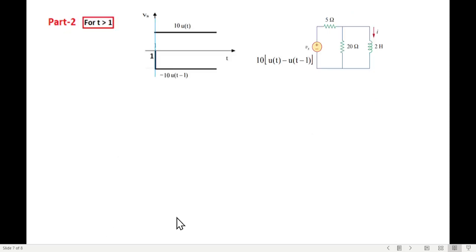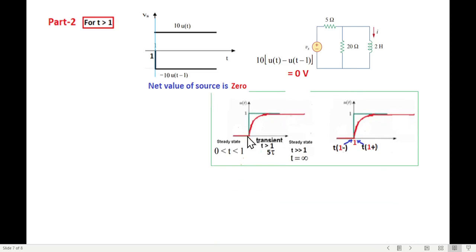Now let's move to the second part. Now this was the second part, and virtually you can see this 10 positive, 10 negative means net is 0 volt. So this is 0 volt here. And keep this diagram in mind. First of all, we have to calculate I0, or in this case I1, I1 negative.